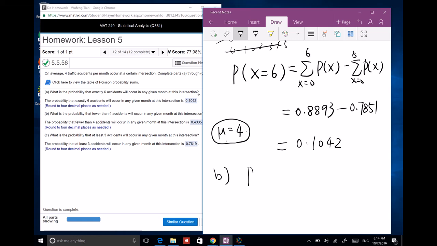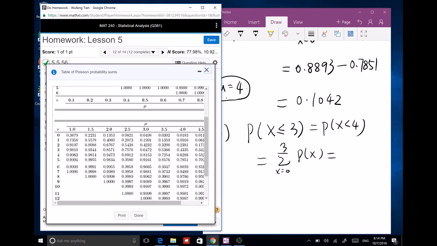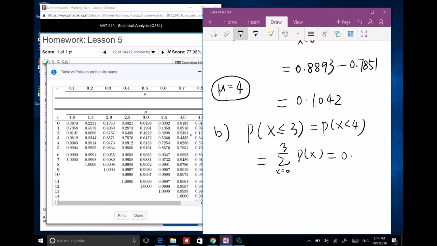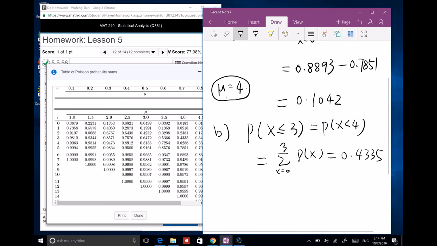Number B. What is the probability that fewer than 4 accidents occur? Fewer than 4 accidents means X is less than or equal to 3. Actually P(X < 4), but it's just 0, 1, 2, 3. So X from 0 to 3, the probability of that, we just use that table again. It's still 4, go down to 3. So it goes to r equals 3, mu equals 4. It's 0.4335. Okay, that's how you do that.